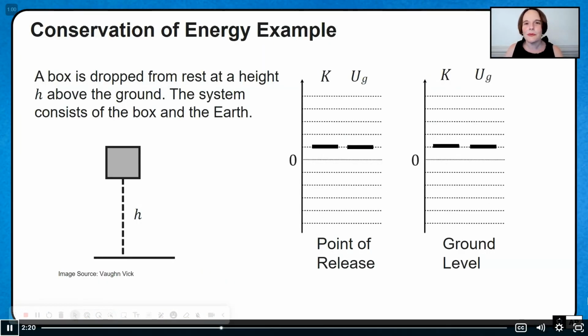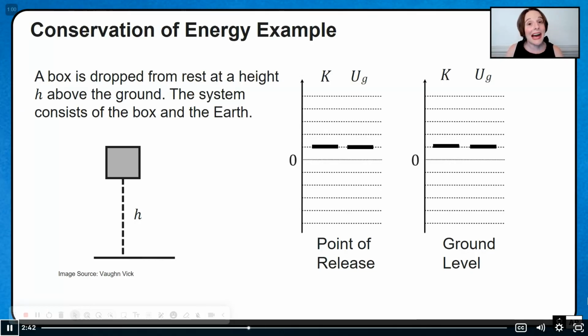Here's another example, but it's going to look pretty familiar from what we just saw. It's still our box. We're going to drop it. It's going to fall. It's going to get faster and faster. But if we read carefully, we see that there's a little something different in the problem. It says that we're looking at the system of the box and the Earth, the box-Earth system. So now the Earth is a part of our system. So that means we can have gravitational potential energy.